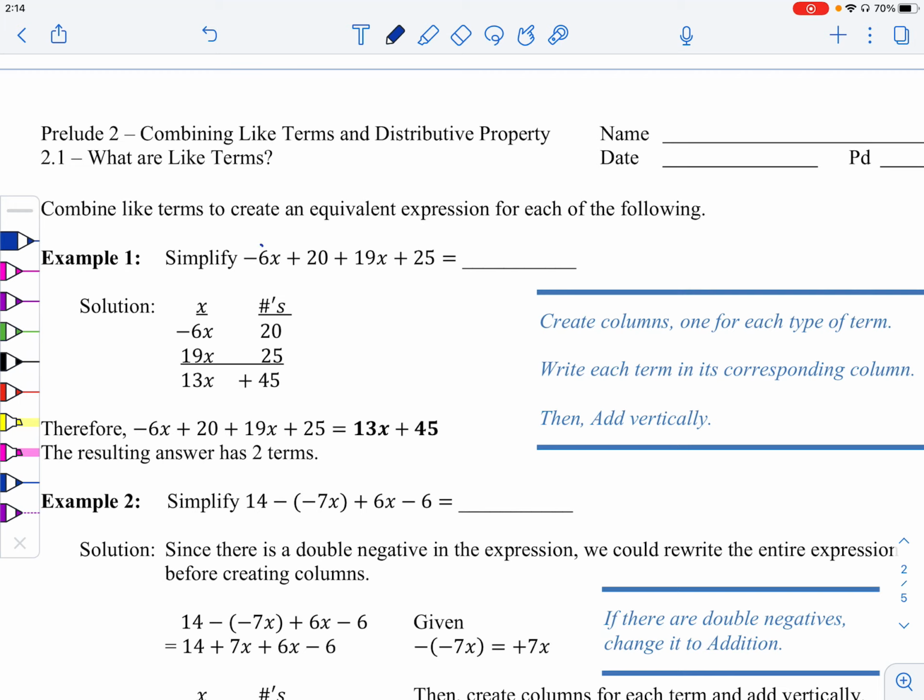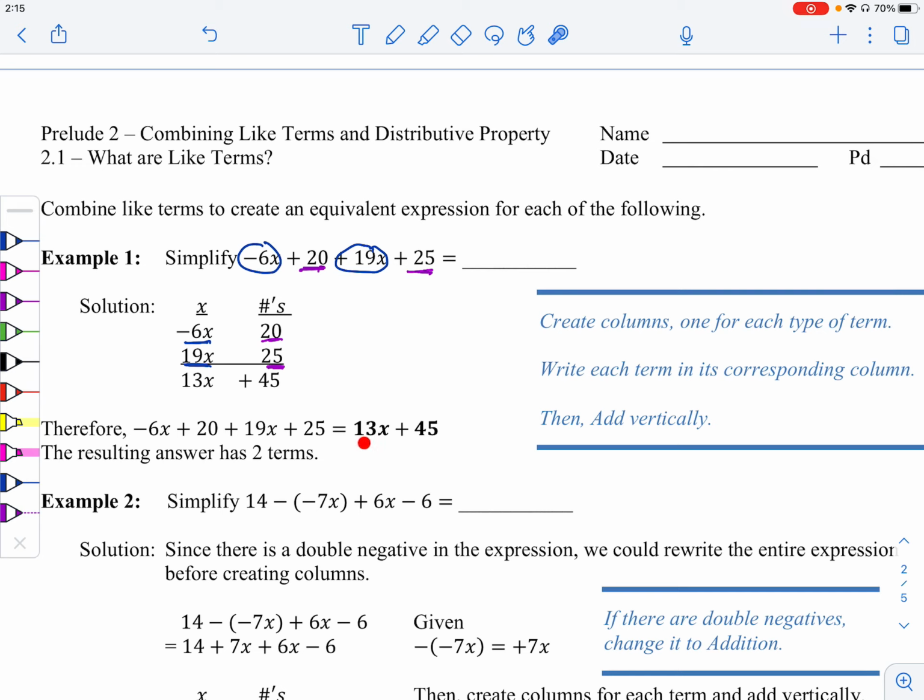So we look at what are the x terms. We have -6x, that's one of them. That's what we got here. And then we got positive 19x, right? And that's what we got here. Then we go to the numbers. This one we have 20, so we write 20. This one's 25, right? 25. And now all we have to do is add vertically, right? So we got -6 plus 19 is 13. So we have 13 x's. So we know these are x's. These are all numbers, right? 20 plus 25, 45 numbers. So 13x plus 45 is our final answer.